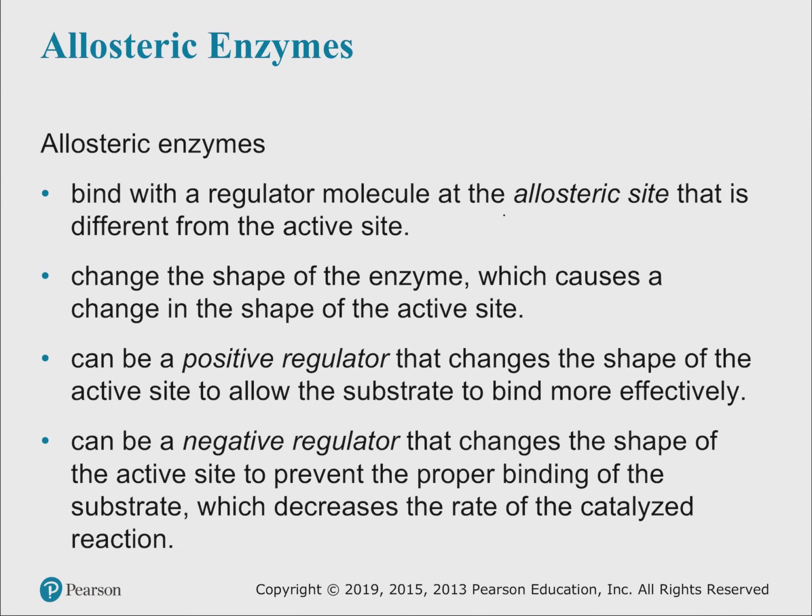Now, allosteric enzymes are those that have regulation at an allosteric site. This is just another site, allo meaning other, than the active site. Binding at the allosteric site often causes a shape change. That means the active site also changes in shape and no longer binds the substrate. There can be allosteric enzymes that are positively regulated and negatively regulated. A positive regulator changes the shape of the active site so that it binds substrate more effectively. A negative regulator does the opposite. It changes the shape of the enzyme so that the active site no longer binds effectively.